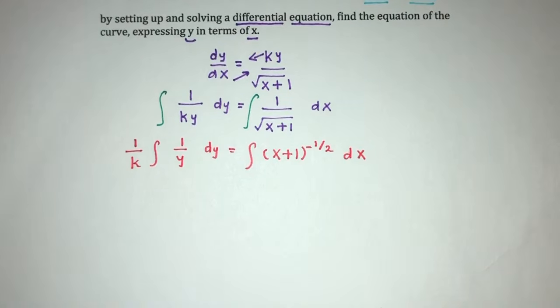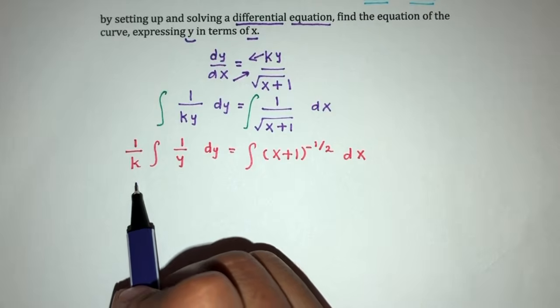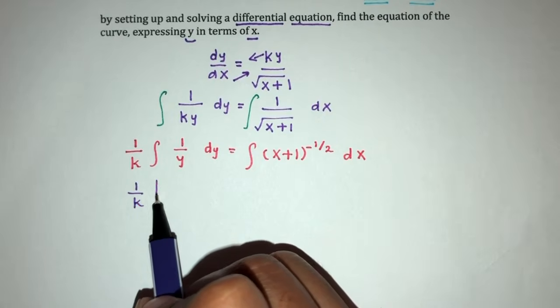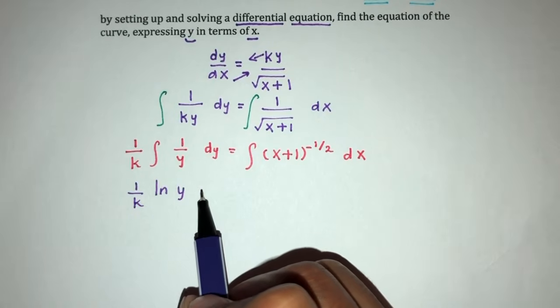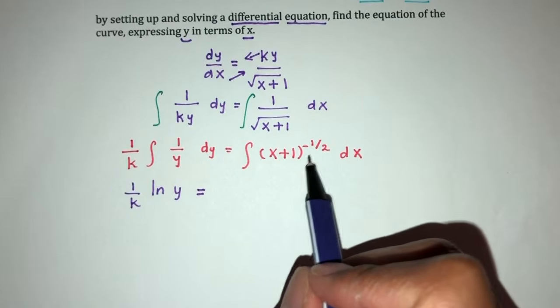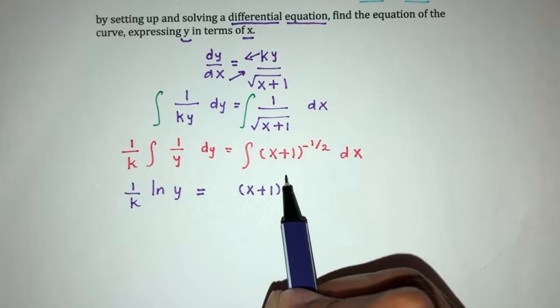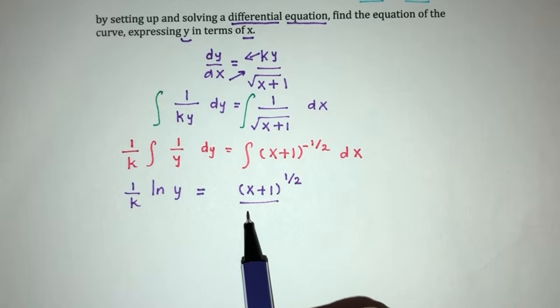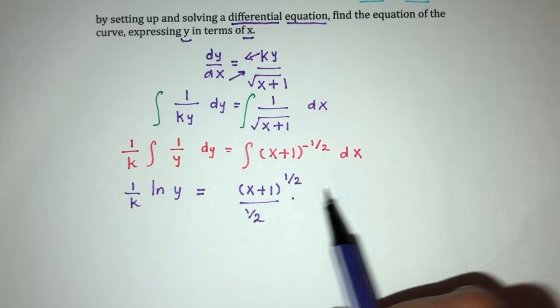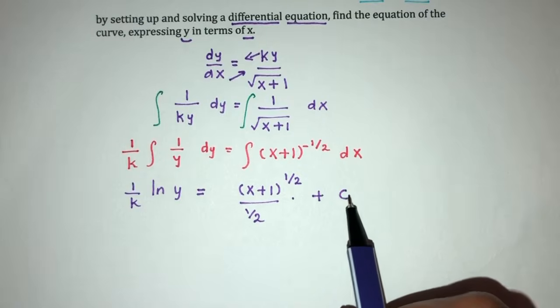Let's see what we can have for this one. This one's pretty easy. That will be 1 over k, and that will become ln of y is equal to, first we have to increase the power by 1. That will become half, then divide by the same power. And then we have to plus c for the constant of integration.